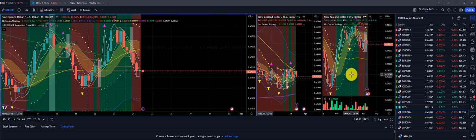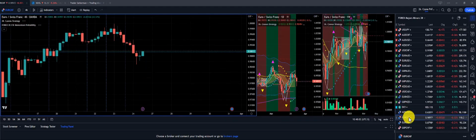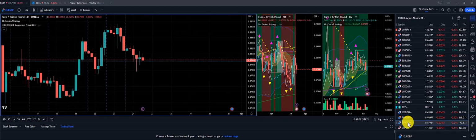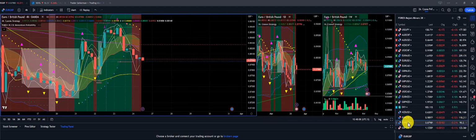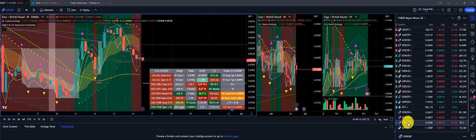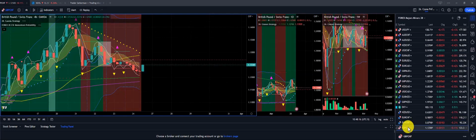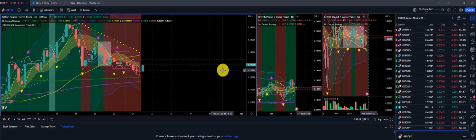New Zealand US dollar is inconsistent over the strategic and operational. Same with Euro Swiss franc. Euro British pound also consolidating at this point, not really one direction or the other. And British pound, Swiss franc also inconsistent.